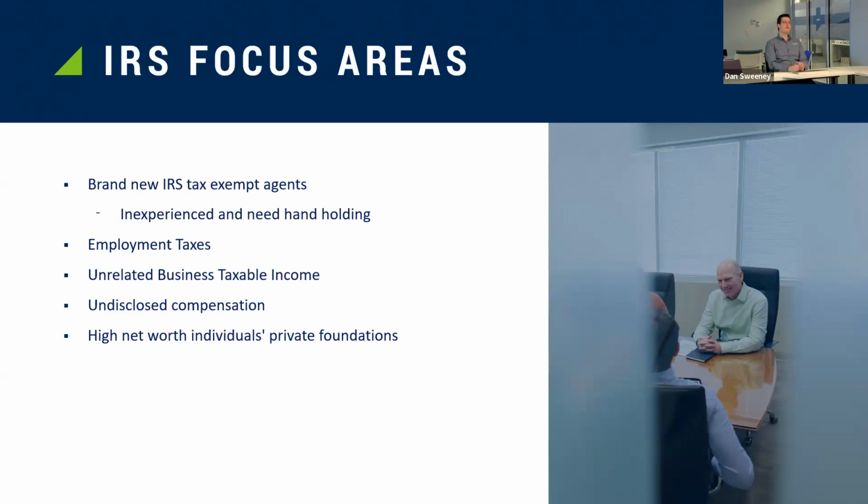The other areas that they were planning to hit, employment taxes, as Hannah mentioned, the IRS wants to go after areas where they can actually get some money from nonprofits. If you have payroll, watch out for your payroll taxes. Unrelated business income, undisclosed compensation to employees or contractors.